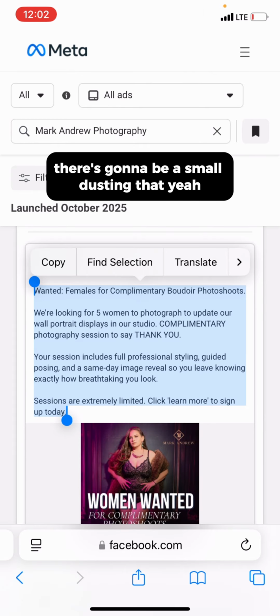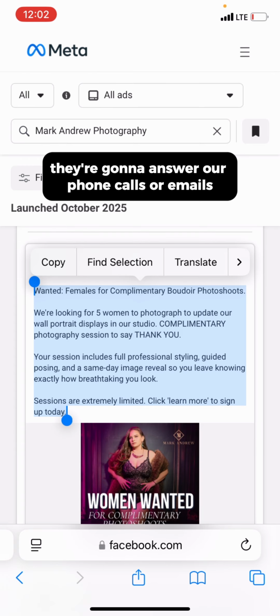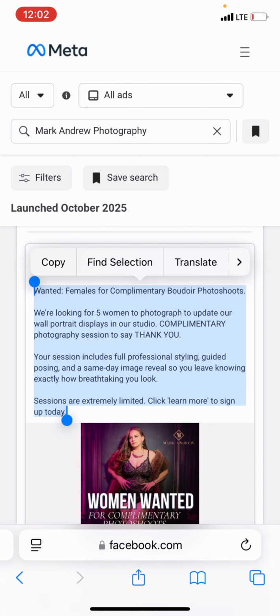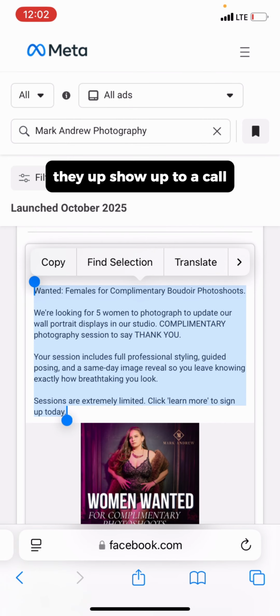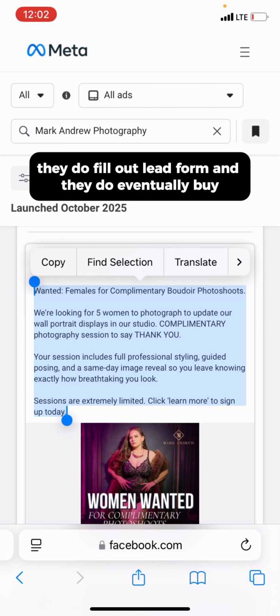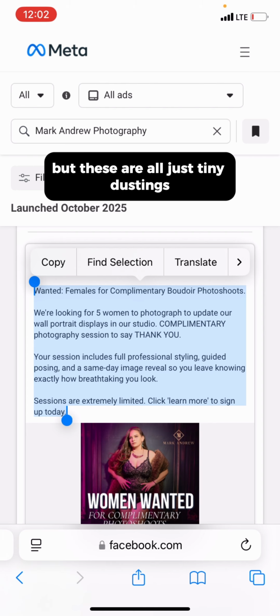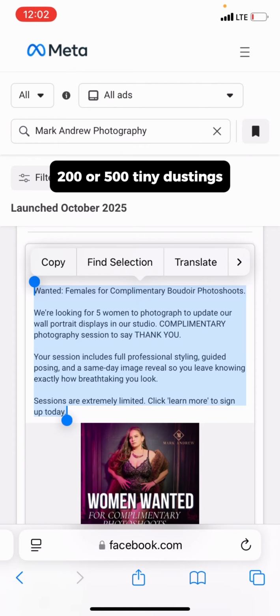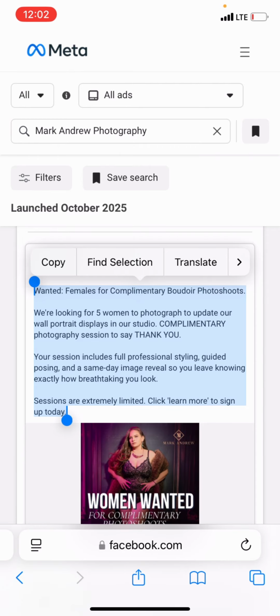Now, yes, there's going to be a small dusting that are going to answer our phone calls or emails. Yes, and a smaller dusting still that book a call and show up to a call. And a tinier dusting still that, yes, do fill out the lead form and do eventually buy. But these are all just tiny dustings out of 100. And it could even be more, out of like 200 or 500, tiny dustings.